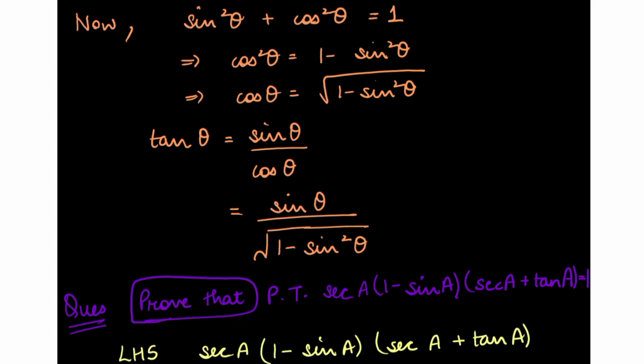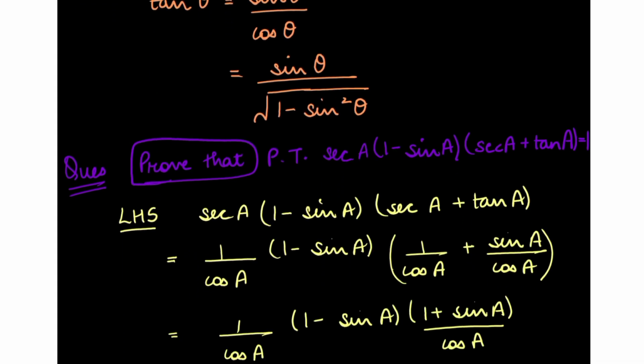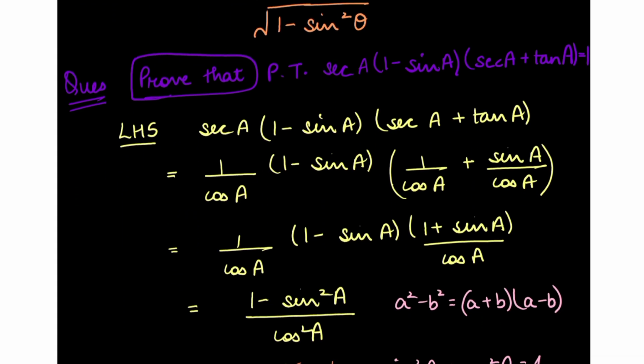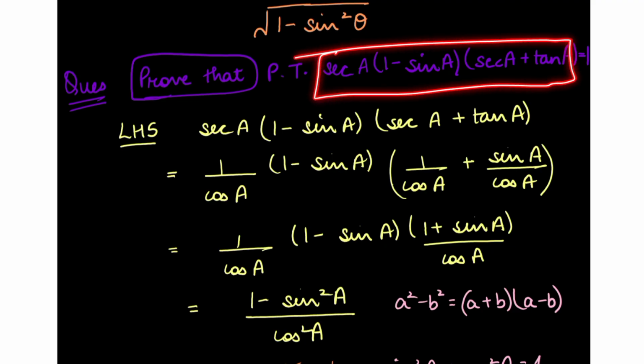So the first question, let's take a look at that. Prove that, I'll be writing it as secant A into 1 minus sin A into secant A plus tan A equal to 1. This is the first question. So okay, let's start with left hand side.